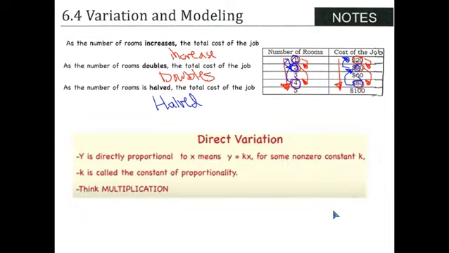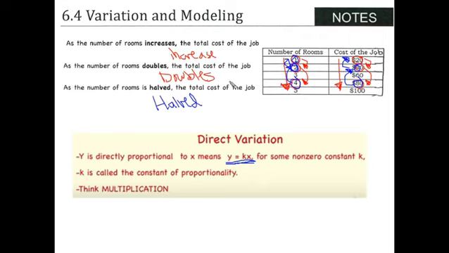There's what's called a direct variation. There is a direct relationship between the number of rooms that we paint and the total cost that it's going to cost us. We call this direct variation, specifically y is directly proportional to x. So there's this direct relationship, but when we say that, we mean this specific equation, y equals kx. Notice how it's not exactly y equals mx plus b. There's nothing on the end of this equation. It's just y equals kx.